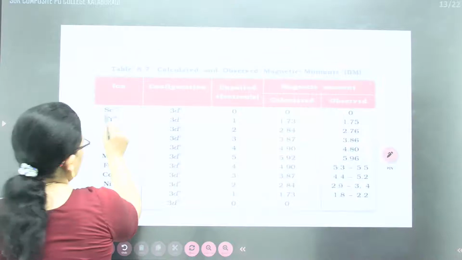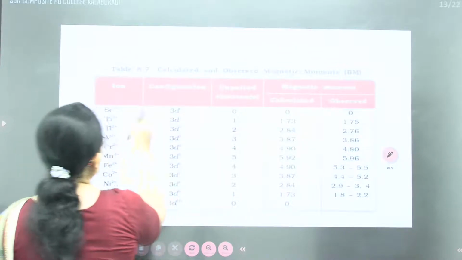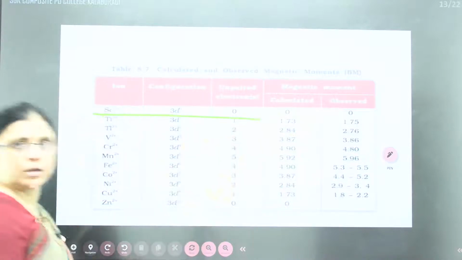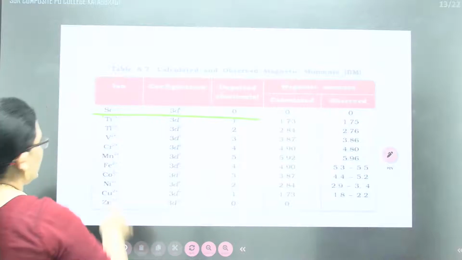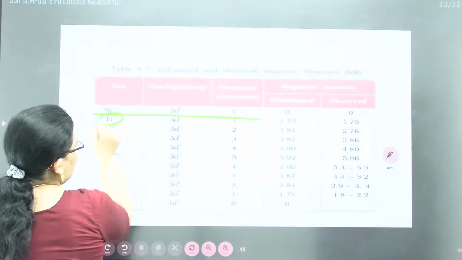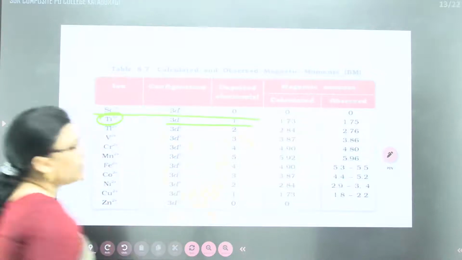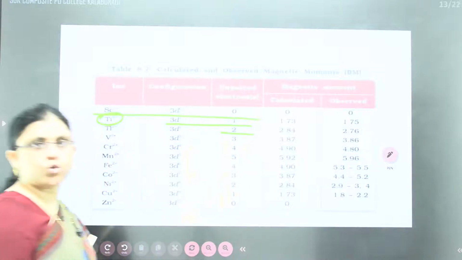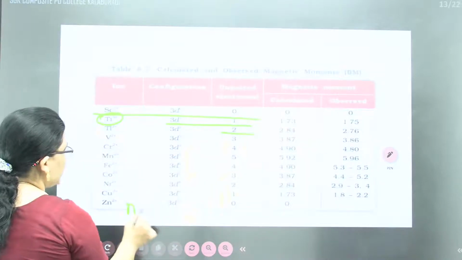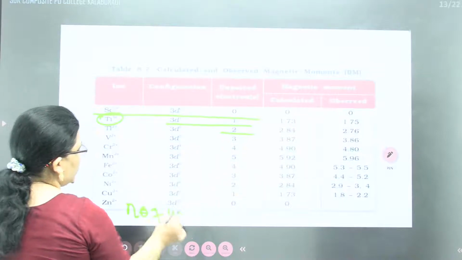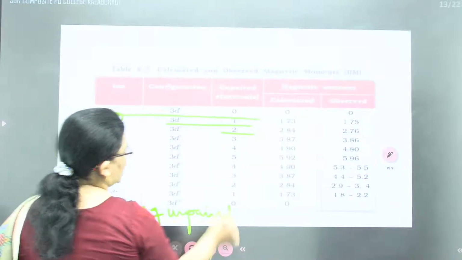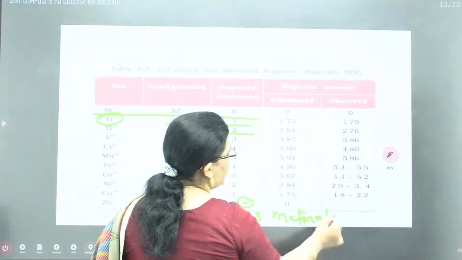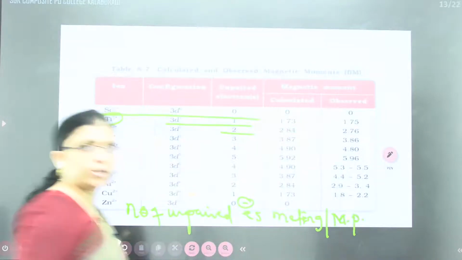In the case of scandium 3+, the number of unpaired electrons is 0. Whereas in the case of titanium 3+, 3d1, the number of unpaired electrons is 1, and in titanium 2+ it is 2. That means the number of unpaired electrons will decide the metallic character, and even the melting point.